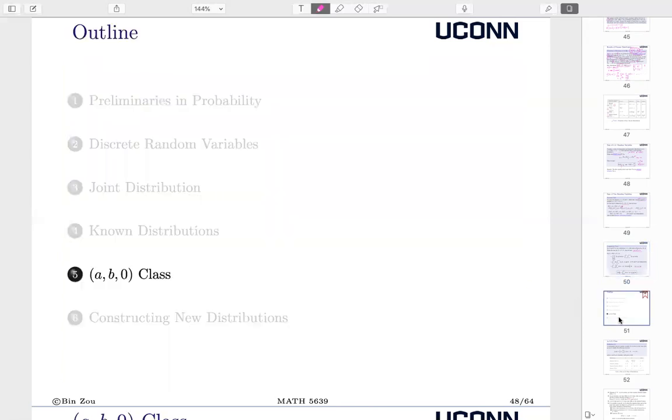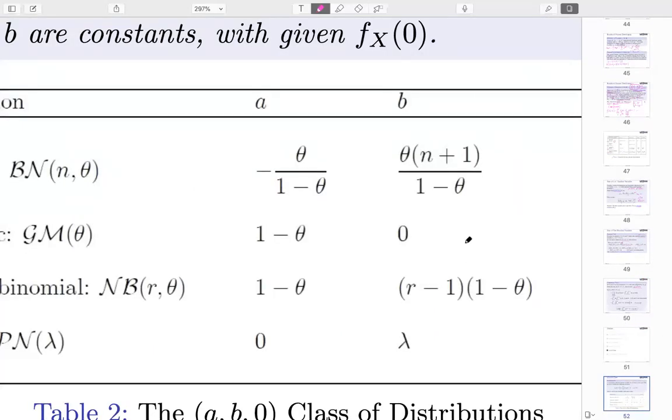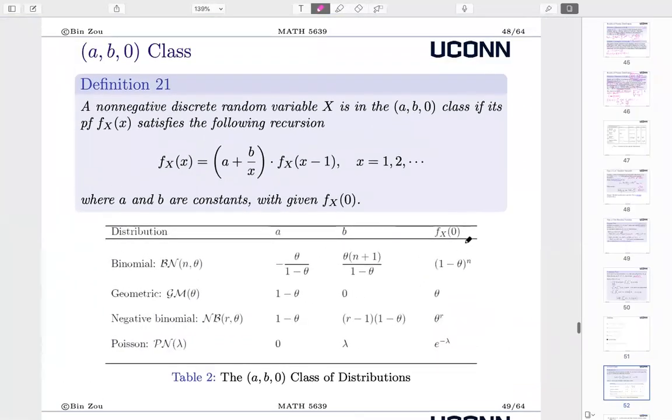In the next section, we introduce a special class which is useful in the next section, in particular in Panjer's recursive formula. That means the content of this section is more used for the next one. So here we have a definition. So basically, we call a random variable in the family of the (a,b,0) class if its probability function has this recursive formula. So we have a recursion down here.